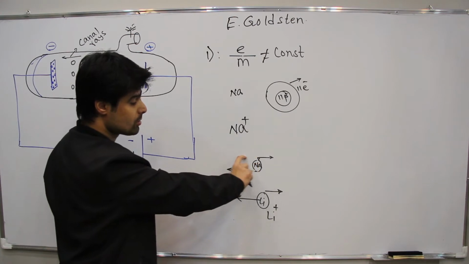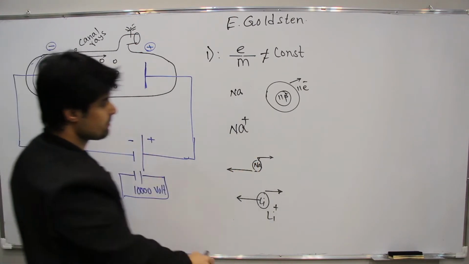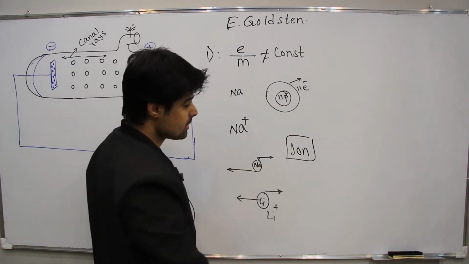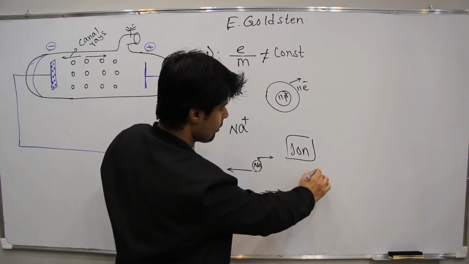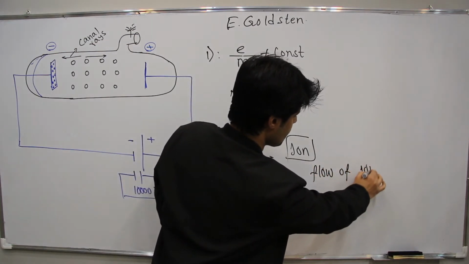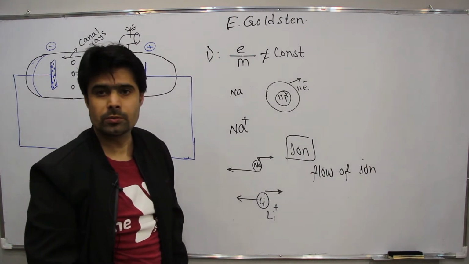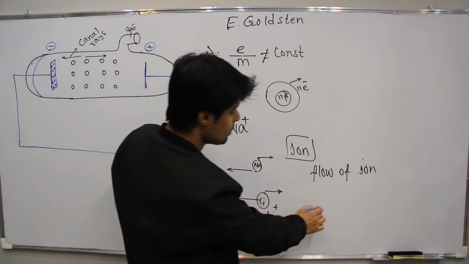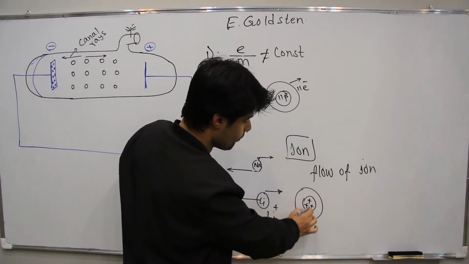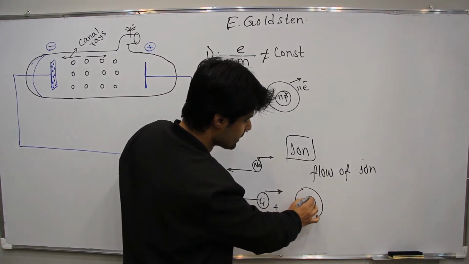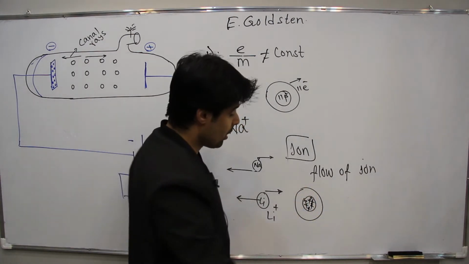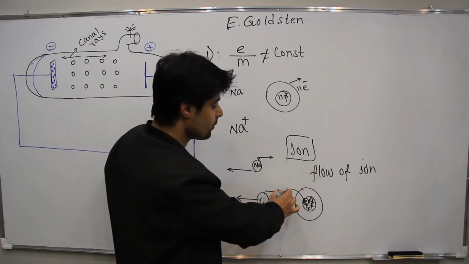But what is going through this path? Through this path, ions are going. It means we have the flow of ions, not the flow of protons. Why? Right now we know that in an atom, the positive charge resides in a special place, and we are not able to remove these parts.